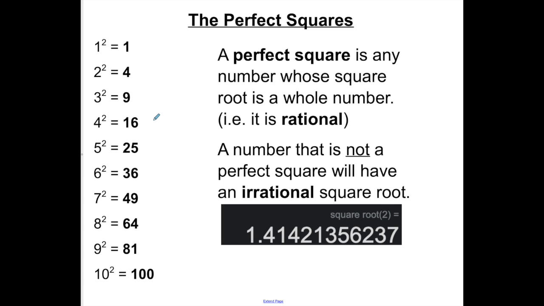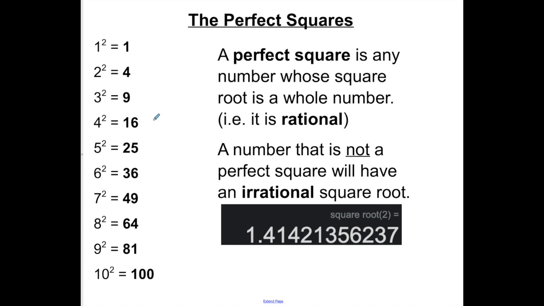Some examples of perfect squares: 1, 4, 9, 16, 25, 36, 49, 64, 81, and 100. And they actually do go on forever. For example, 625 is a perfect square because when you take its square root, you get 25. 1,000 is a perfect square. Actually, no, 1,000 wouldn't be. 10,000 would be a perfect square because when you take its square root, you get 100, and so on and so on. Perfect squares are really the crux of how we're going to do this.